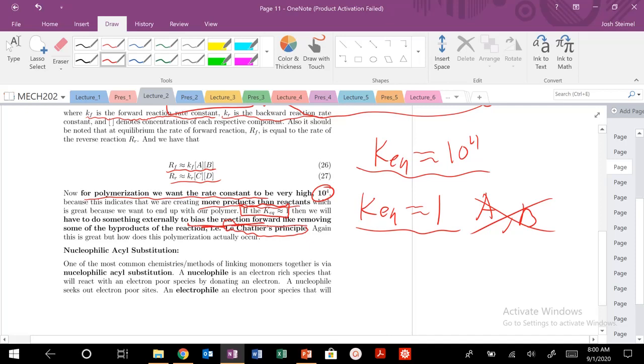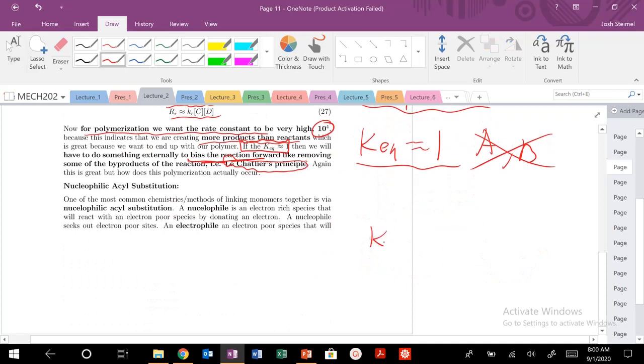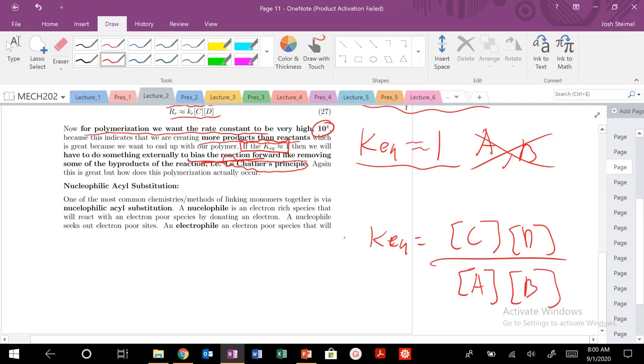Going back to this K equilibrium equation, we'll write it over here. Our K equilibrium is just the concentration of products over the concentration of reactants, and this is just a fixed equation. So if this equals 1 and we cannot change that, this value has to stay the same.